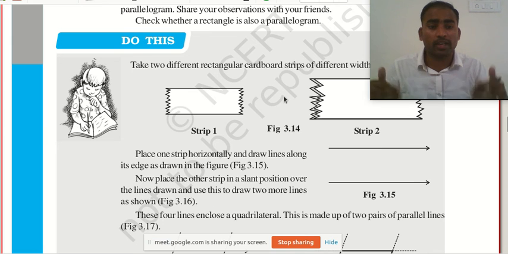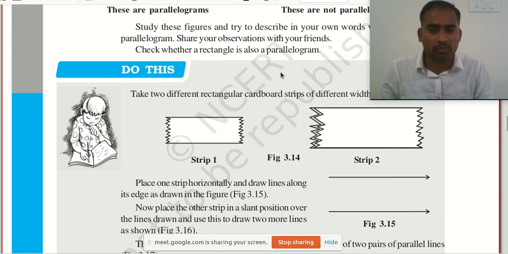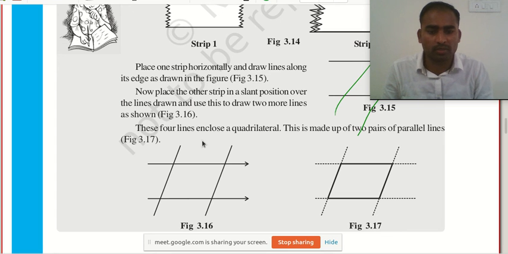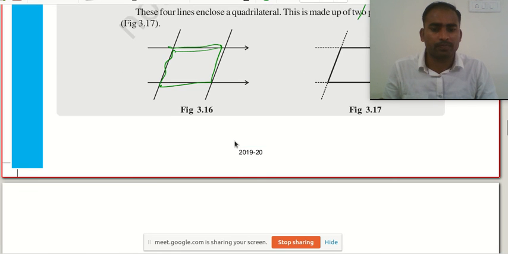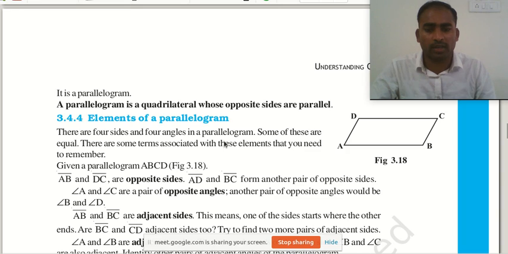So now, how can I make a parallelogram? I just need to take this type of scale here, and I will draw two lines. Then after that, what will I do? I will use this in an inclined position, in this position. Then I will draw another two lines. Then I need to join these four, and we can form a quadrilateral.